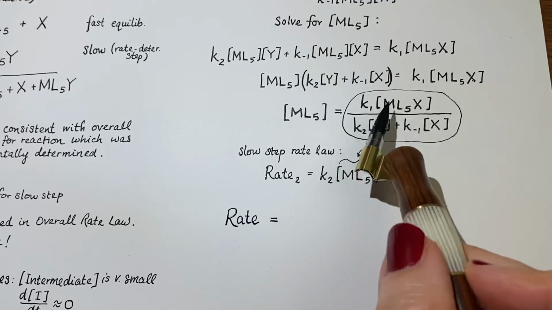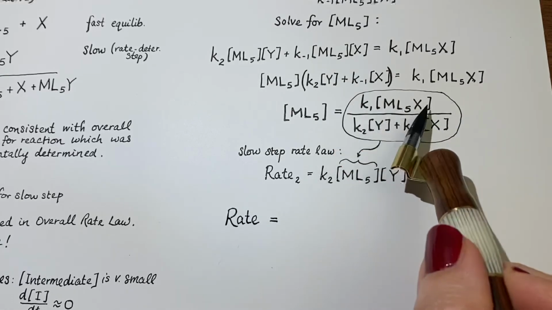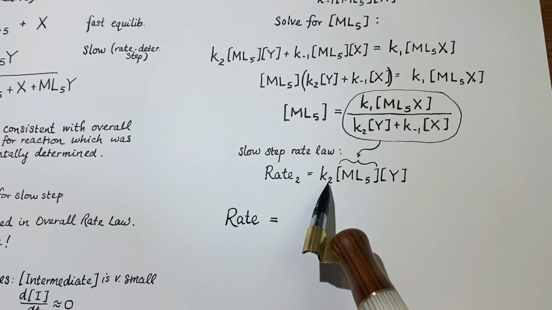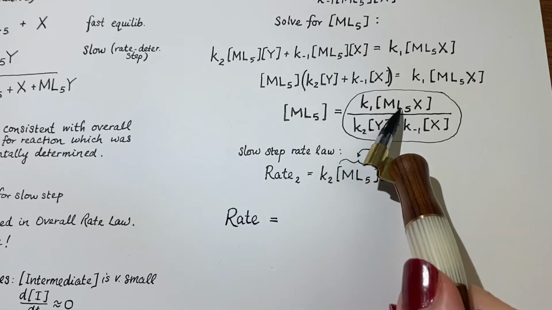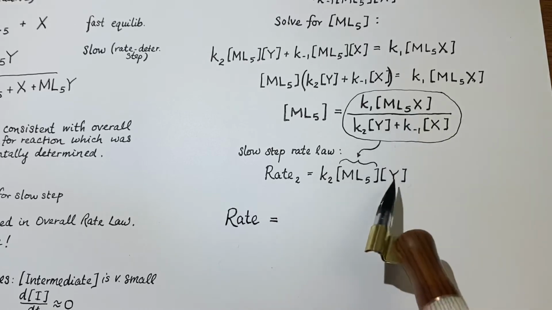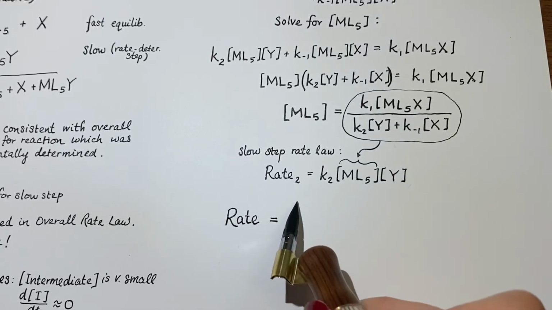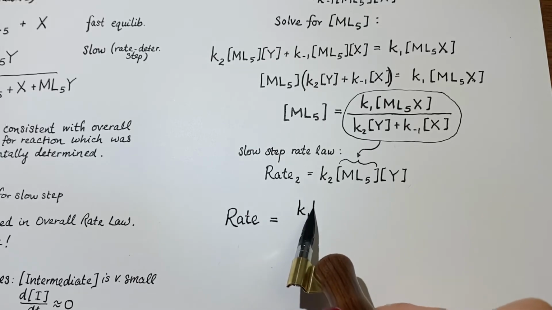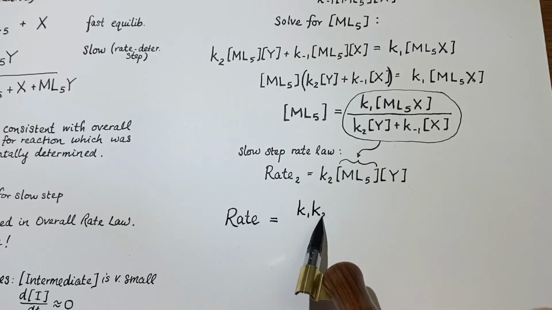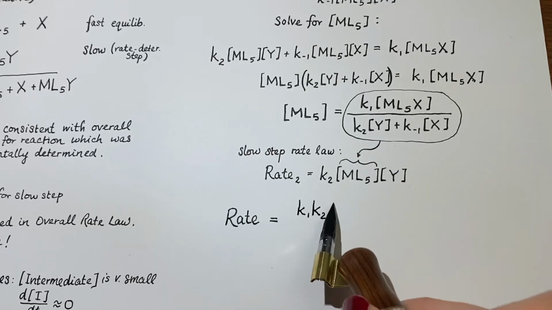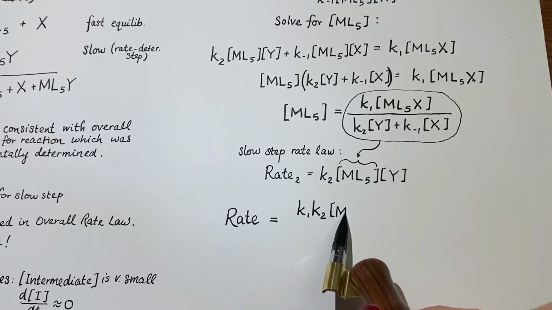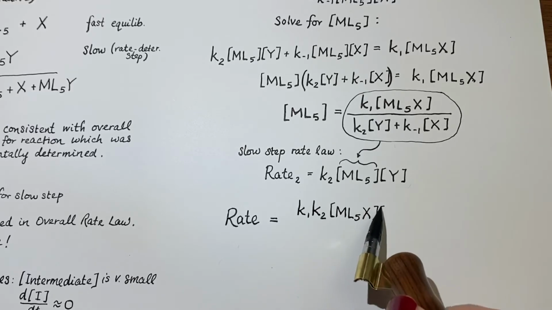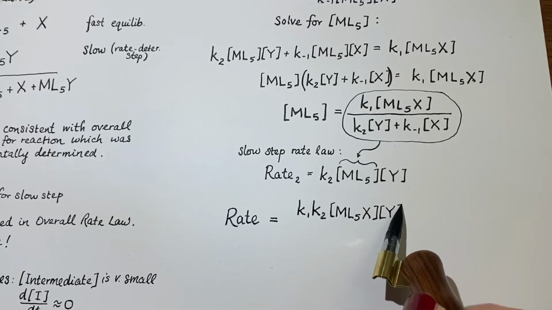So, let's see, here's our numerator. Let's write out everything in the numerator. We have a K1, we have a K2, we have our ML5X, and we have our Y. So let's put all those things in the numerator. I like to put the numbers in order, so I'm going to put K1, K2, and then here's our ML5X and our Y. Okay, so that's everything in the numerator.